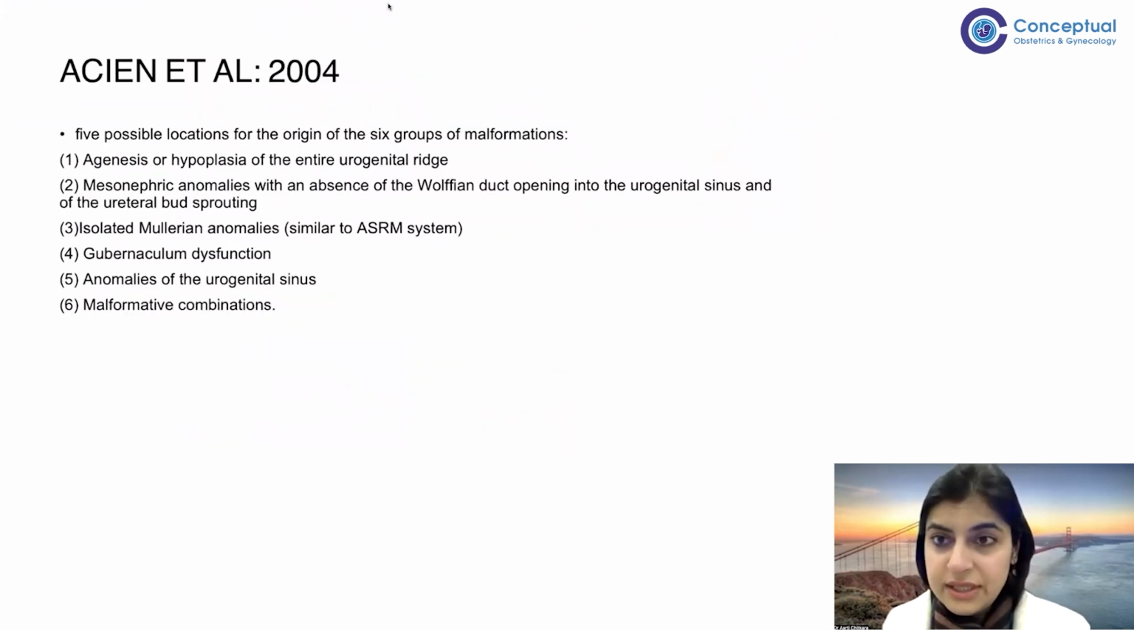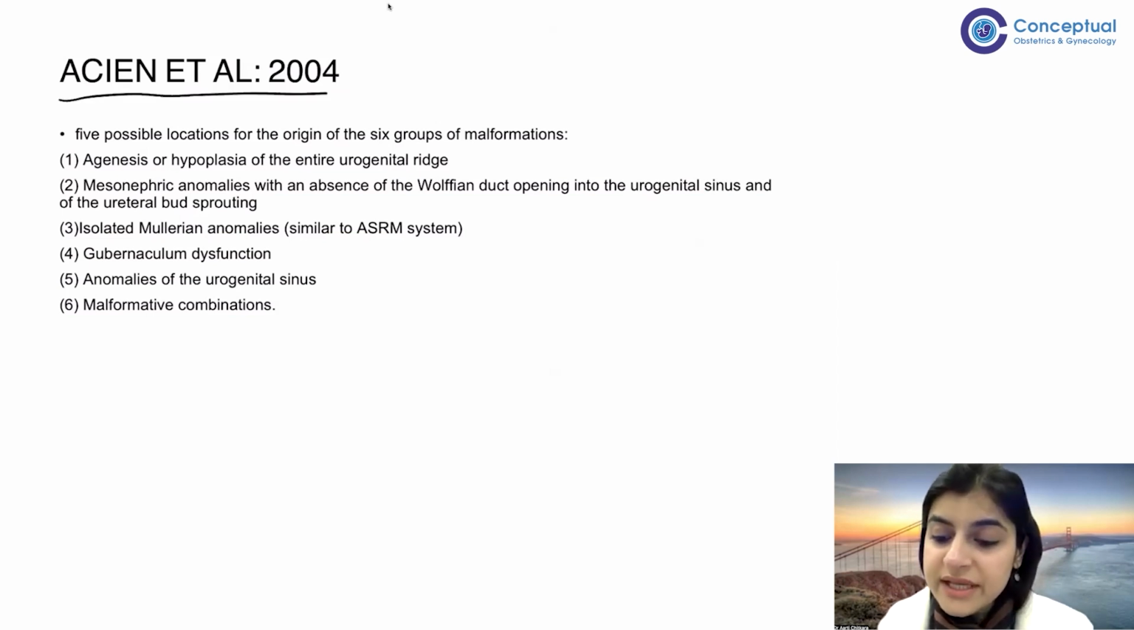Next came Acien et al., which is very, very logical, and it is one of the favorites of many of the consultants because they have their mindset through Acien et al., which was given in 2004. It is one of the questions also which is sometimes asked. So they said there are 5 possible locations for the origin of the 6 groups of malformation. Number 1 is agenesis or hypoplasia of the entire urogenital ridge. Mesonephric anomalies with absence of Wolffian duct opening into the urogenital sinus and the urethral bud sprouting.